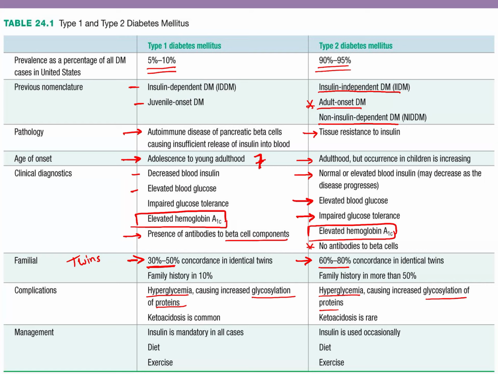And then ketoacidosis is present in both forms of diabetes, but it's more common in type 1 diabetes than it is in type 2 diabetes. And we can see that management for both kinds of diabetes is similar, except in type 1, because you're completely missing the production of insulin, you have to take insulin. So insulin is mandatory in all cases. However, in type 2 diabetes, since the person is creating insulin or may have elevated insulin, insulin is used occasionally, but not all the time. Okay, so management, you must use insulin in type 1 diabetes.